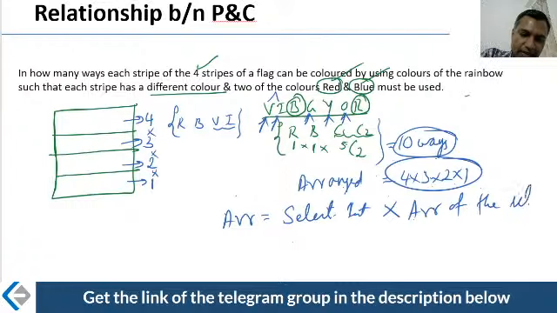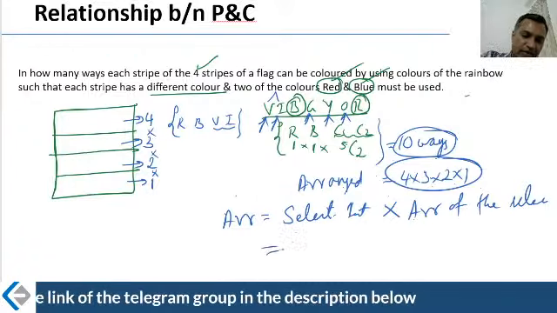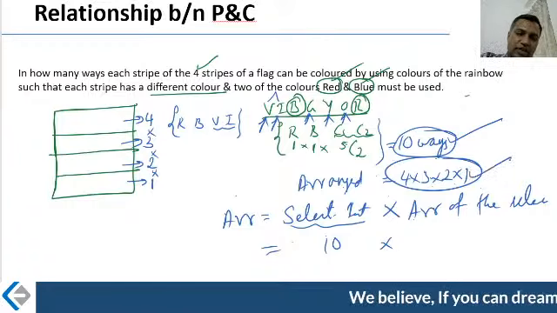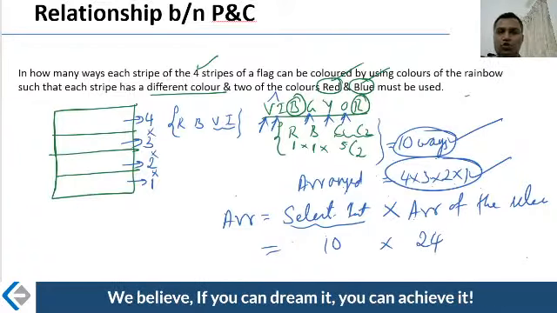Arrangement of the selected. Yeah, how many selections did you do? Ten ways. Arrangement of the selected, you did in how many ways? 24 ways. 4 into 3 into 2 into 1. Right? 24 ways. Hey, what is the answer there?